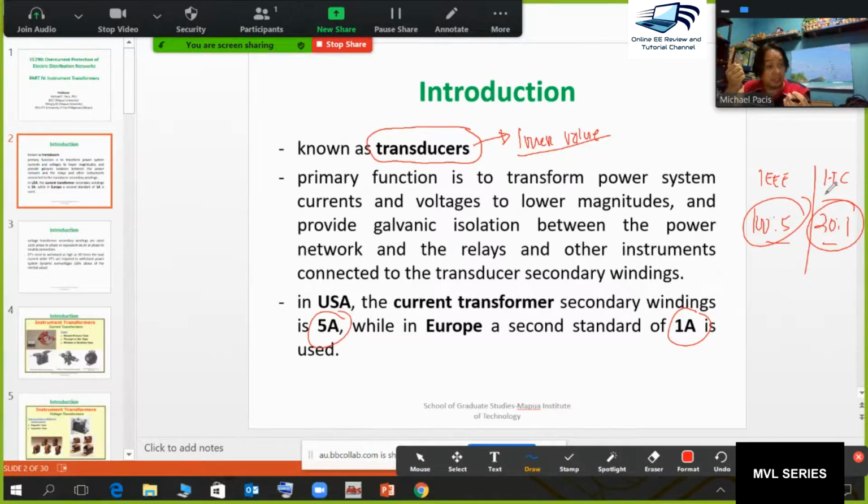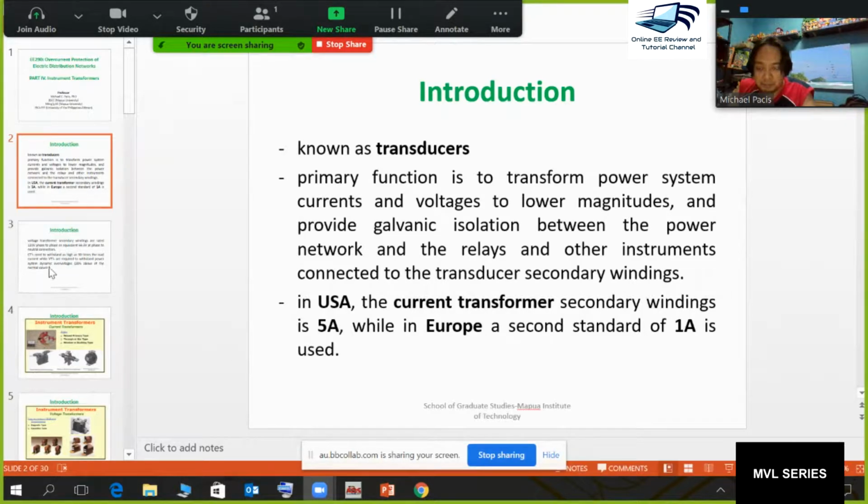But in our goal here, we use IEEE, right? Because the frequency is 60 in the Philippines, we also use frequency 60. So we use the IEEE standard. But again, how you design the system is the same, with the same methodology or the same procedure. So in this case, if the secondary winding is 5, you have an IEEE standard, and if your secondary current on your CT ratio is 20 by 1, you're considering a European standard.